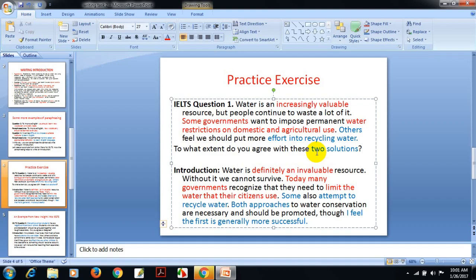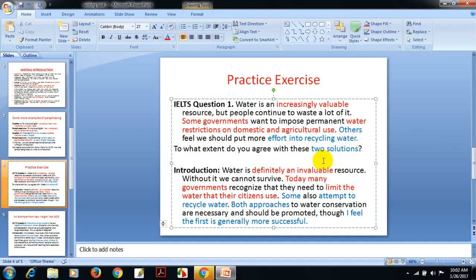That has caused some problems. And other opinions are some governments want to impose permanent water restrictions on domestic and agricultural use. Others feel we should put more effort into recycling water. These are opinions, and what do you have to do? Is the question. To what extent do you agree with these two solutions? Two solutions means here, one is restricting water use, another is recycling water.